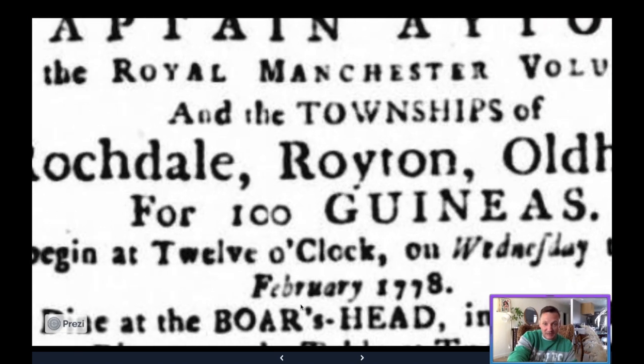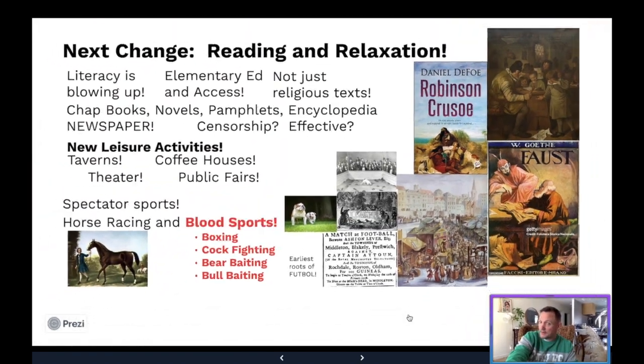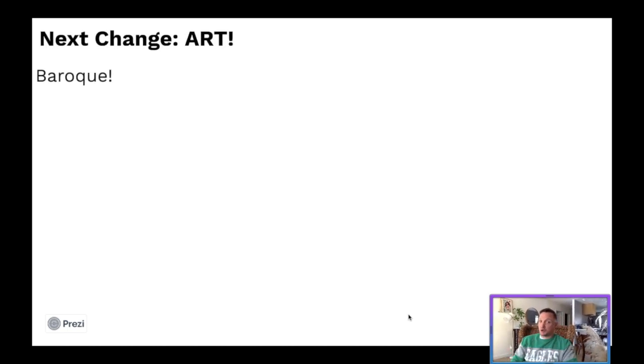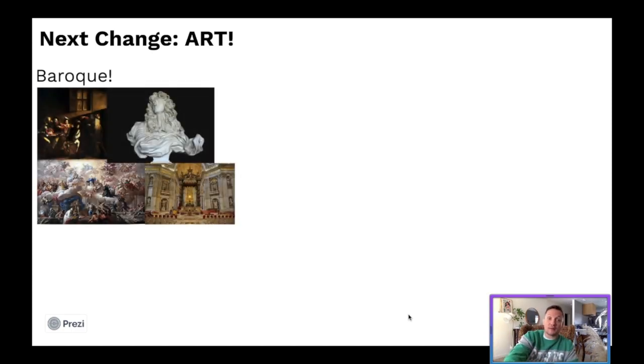It's like, and this was actually issued in February of 1778, right? So going into it, though, you're seeing the growth of those leisure activities. And last but not least, we have a change in art, right? So the big thing that we are seeing is that the change in art is going to be very, very drastic in the 1700s, and we're going from that Baroque art, right?